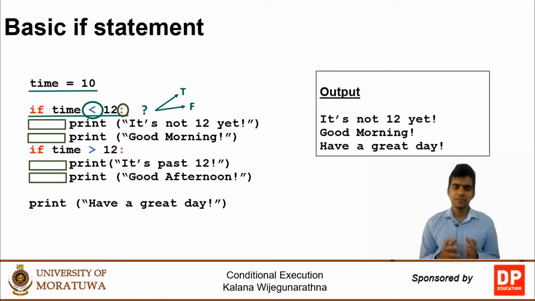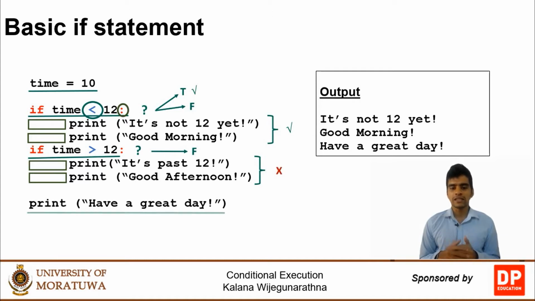What this indentation means is that this block of code will be executed only if this if statement returns true. In this case, time is less than 12. Therefore, this block will be executed. With the second if statement, the program checks again to see if time has passed 12. Since this returns false, this block of code will not be executed. The last line will be executed regardless of the time since it is not under a condition.